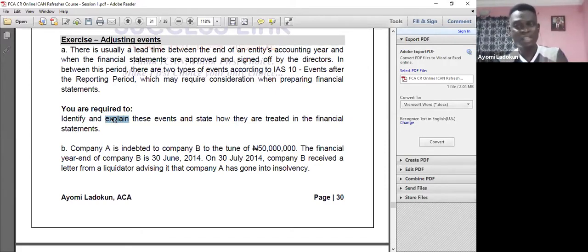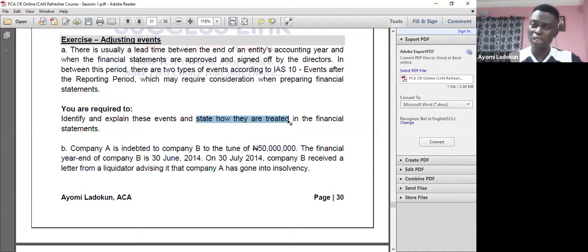Adjusting events are those events that provide further evidence of conditions that existed at the balance sheet date. Then I can decide to give the examiner two examples. For example, the receipt of information about the bankruptcy of a customer after the reporting period, discovery of error or fraud after the balance sheet date. That's it. I've done that. And it said, explain this event and state how they are treated in the financial statement. For an adjusting event, it will require the figures in the financial statement to be adjusted. That's it. I will earn my full marks.